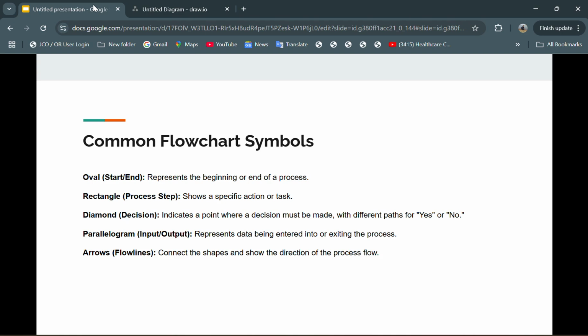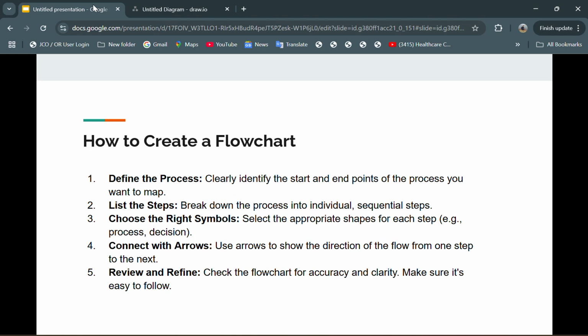But apart from that, there are more. Let me show you that. There is a swim lane, or there is the start, end, user, system. So those are things I'll show you, and how to create the flow chart. So guys, the most important thing is how you create the flow chart.